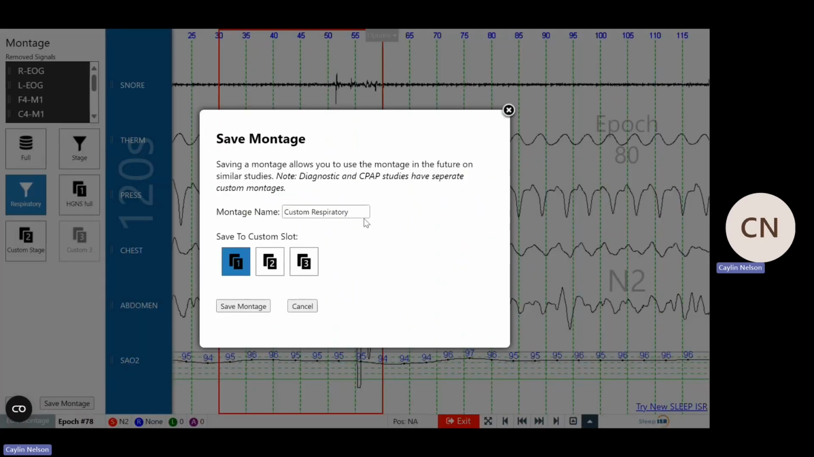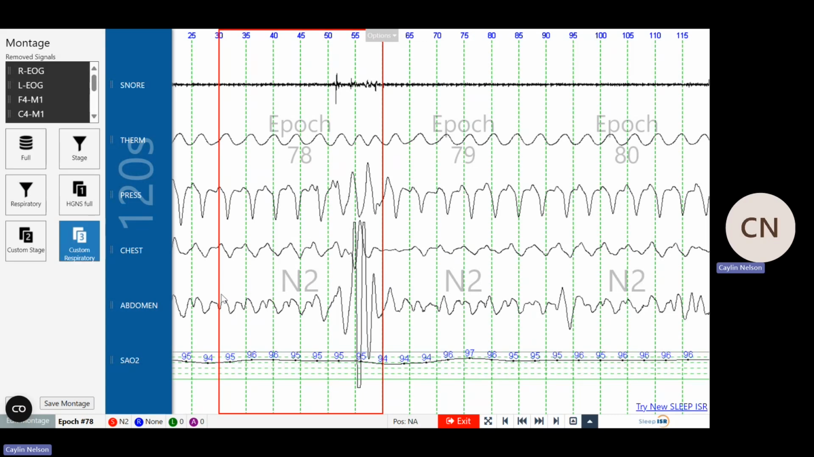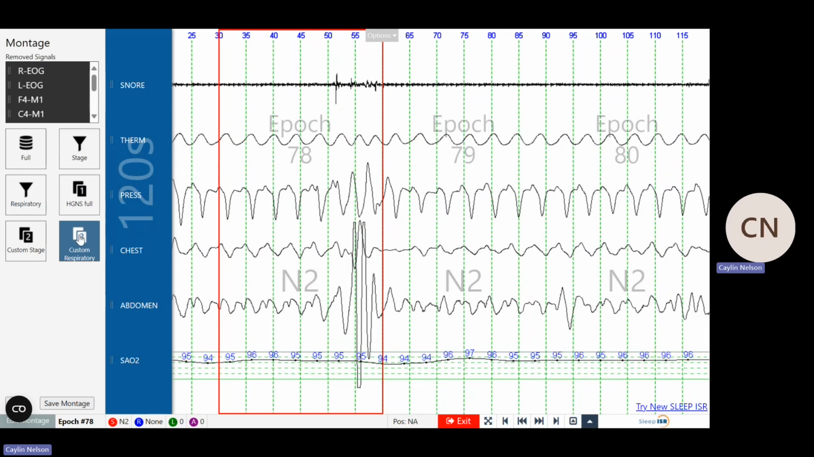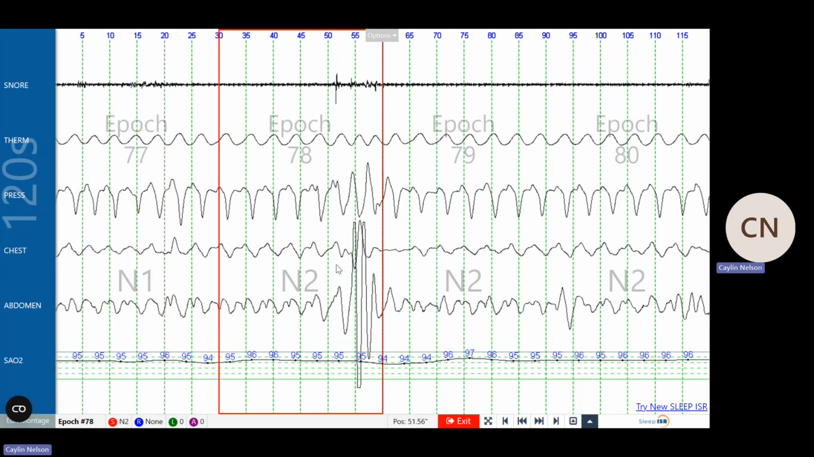So I'm just going to save this. So in ISR, you can save your own custom montages. I'm saving this respiratory montage because it already has my channels adjusted to where they're pretty evenly spaced and not jumping into each other. So if you look between the respiratory and my custom respiratory, you can see a big difference. So when I go back, I don't have to adjust my gain at all. It already looks pretty normal.